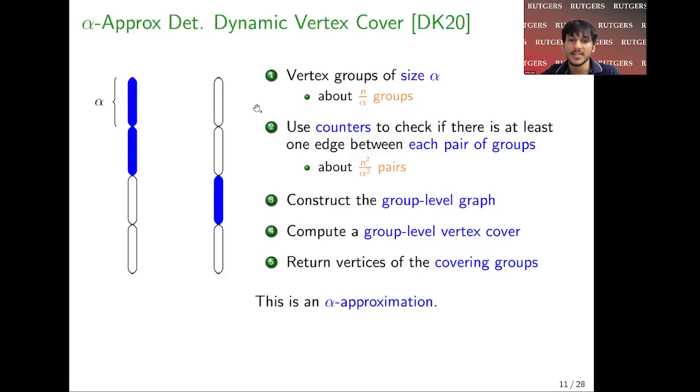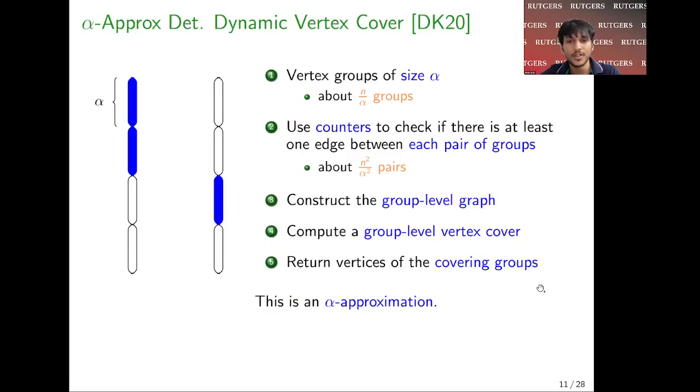So why is this an alpha approximation? This is clearly a vertex cover because for any edge, you picked an entire group endpoint in the vertex cover, right? So it is clearly a vertex cover, and it's an alpha approximation because instead of picking one vertex, you picked alpha vertices. And so it's an alpha approximation.